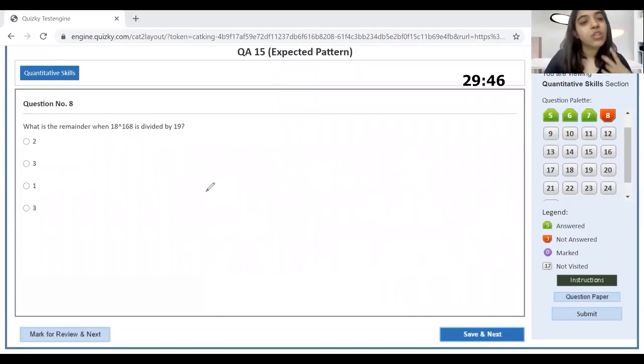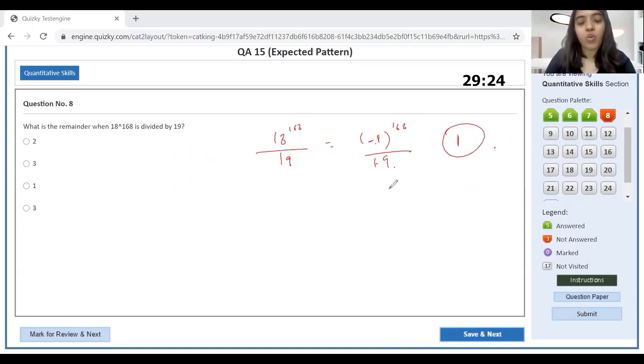Just a remainder question. Let's see if it's easy or not. 18 to the power 168 divided by 19. So it's a fairly easy remainder question. When 18 is divided by 19, the remainder is minus 1, so minus 1 to the power 168 upon 19. Since the power is even, the remainder will be 1. Had the power been odd, it would have been minus 1, which would be equal to 18. So our answer is 1.